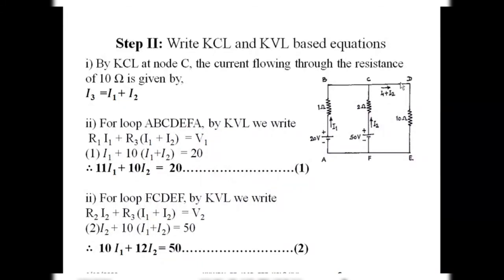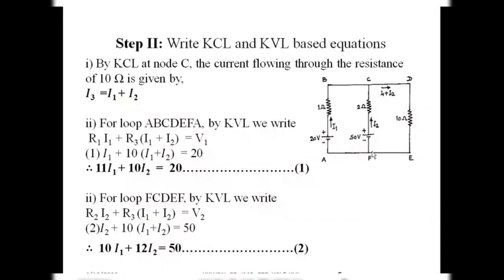Now CD has no resistance, so no equation will be there. Then DE has R3 as the resistance. The current is I3, but I3 is equal to I1 plus I2, that we have already seen above. It means we got the voltage drop across R3 as R3 into bracket I1 plus I2. So this drop will again be positive because D will be at higher potential with respect to the node E, and this sum of the voltage drops is equal to the sum of EMFs in this loop.